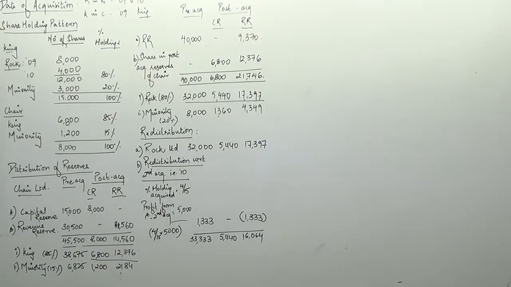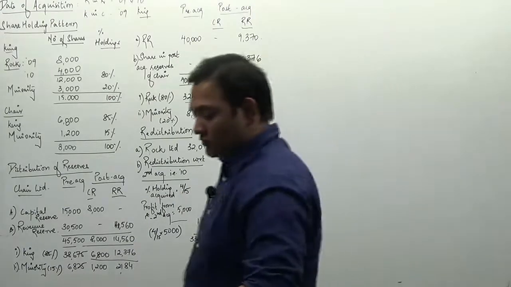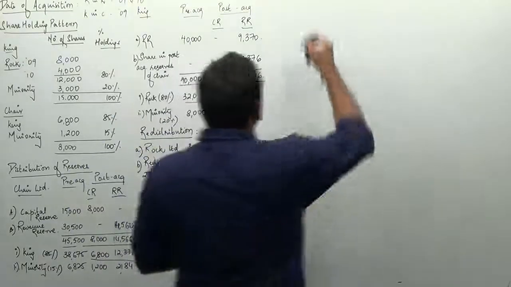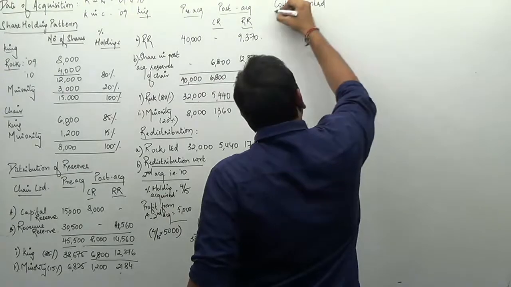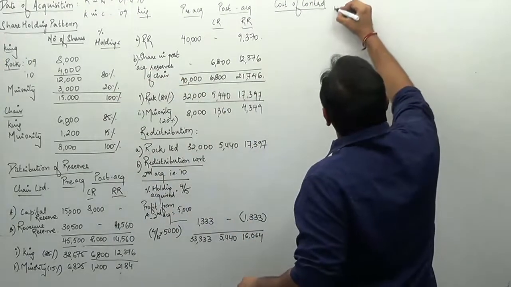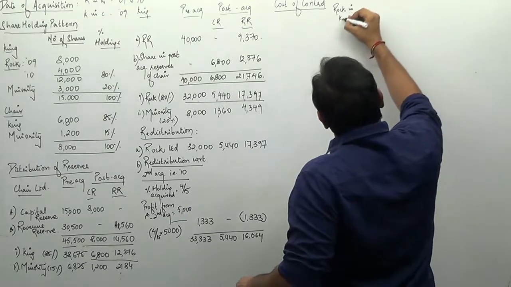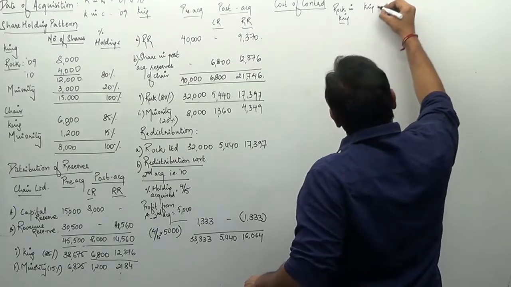Information is sufficient, guys, for your cost of control, minority interest, and reserves for the consolidated balance sheet. No pre-acquisition dividends. Cost of control. I need two columns: Rock in King, and King in Chair.